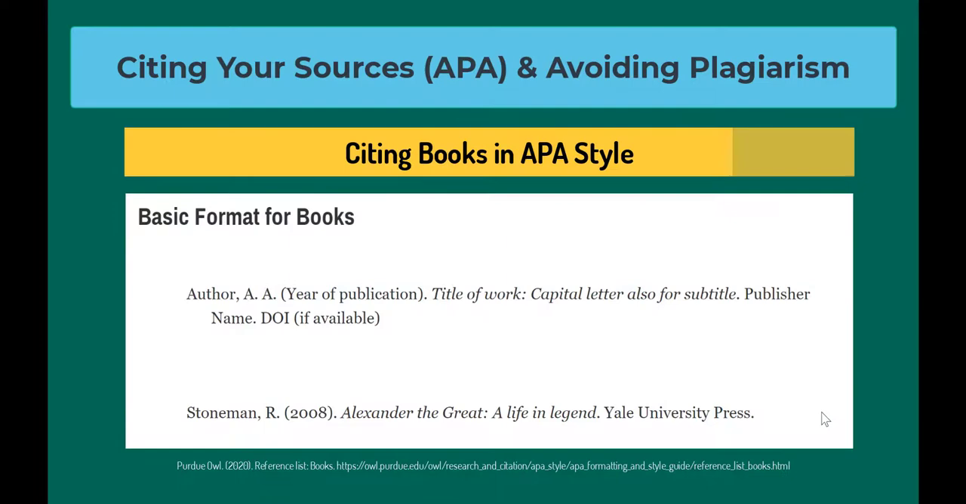A book citation will follow this format: author's last name, comma, first initial, period, the year in which the book was published, in parentheses, followed by a period, the title of the book, followed by a period, and the publisher, followed by a period. If your book has a DOI, you can include that right after the name of the publisher.